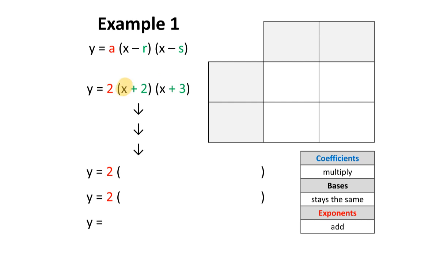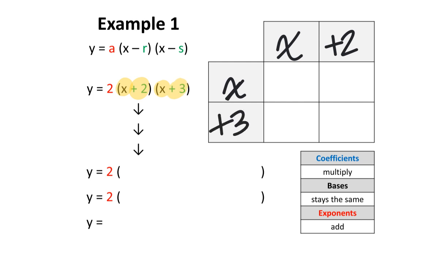I'm going to take this x and place it right over here. Next, I'm going to take positive 2 and place it right over here. Next, I'm going to take the variable of x and place it here. And finally, I'm going to take positive 3 and place it right over here. We're going to start off by multiplying this term with this term and writing the answer in this empty space.